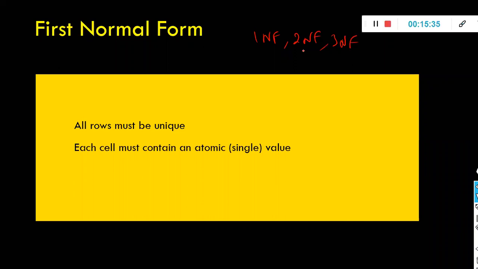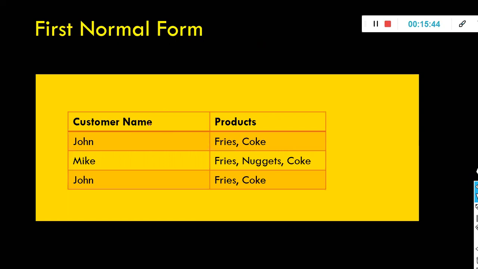What does first normal form say? All rows must be unique. Each cell must contain an atomic value, a single value. Look here. I have two columns, and the first rule is that each row should have a unique value. So here I can see John, but John here is a duplicate. Maybe these two guys are different, or maybe it is a duplicate. But if you look at the products column, you have more than one value stored in a single column. This is violating the first normal form.